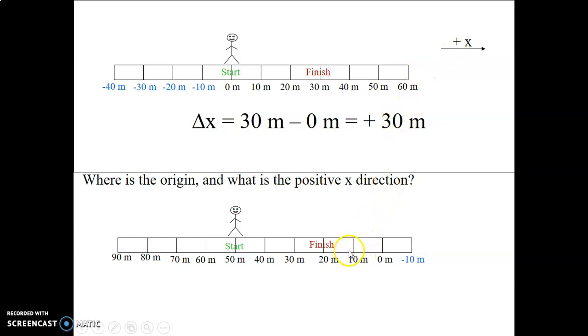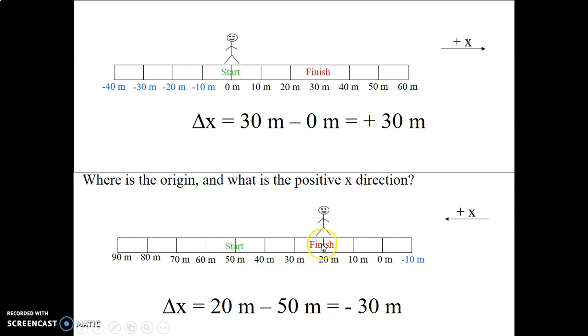If I flip this system and now I have positive moving to the left, and he ends up moving to the right, well, that's going to end up with a negative number because I've said left is positive, so right is negative. So when I find my answer here, 20 minus 50, that's going to be minus 30, and that negative 30 is going to mean that he traveled to the right, because I've said to the left is positive.